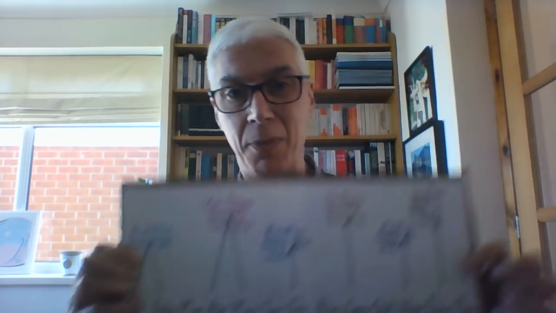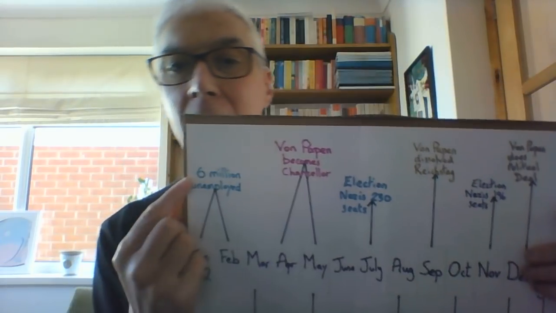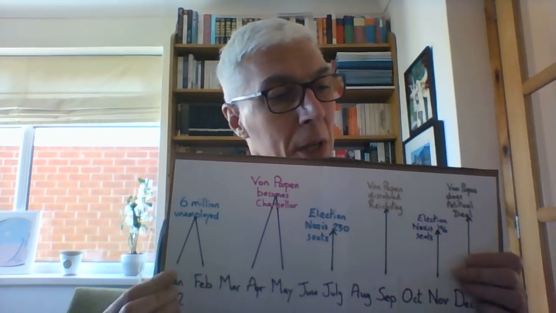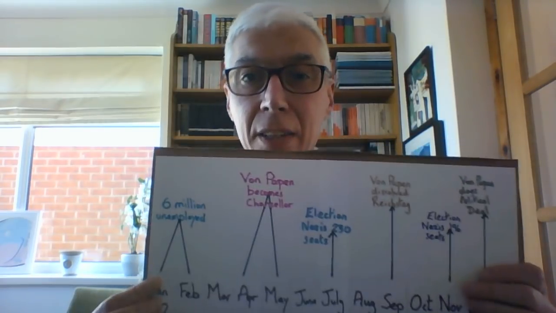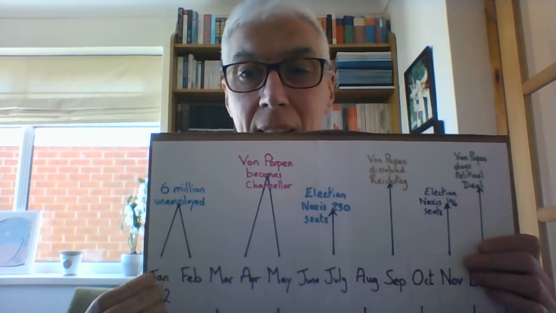So, the 12 months. Let's start with January and February 1932. More than 6 million Germans were unemployed. Life for them was poor. They were looking for an answer. Now, as I've suggested in previous videos, some of those people looked to the left and voted for the Communist Party. Some looked to the right and voted for the Nazi Party. 6 million people unemployed. It led to anger, resentment, and Hitler tries to tap into that.